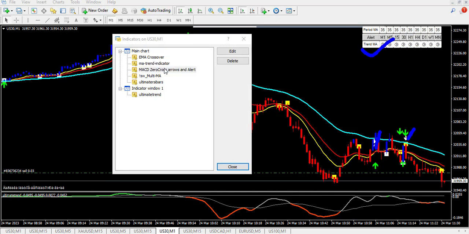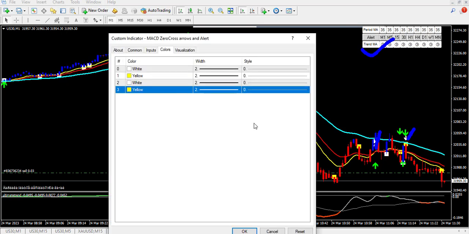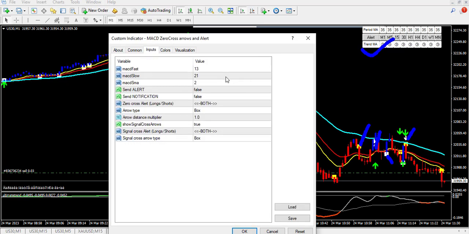And the second indicator is this MACD zero crossover arrows. This indicator gives us this yellow and white box here for buy and sell. Yellow is for sell and white is for buy. And here are the values. The MACD fast is 13, 21. You can see that it is almost the same value as the other indicator I use, and that's why you see them nearly at the same point.